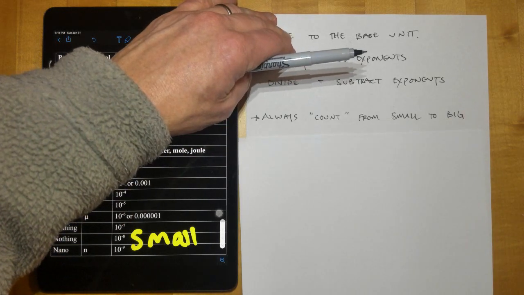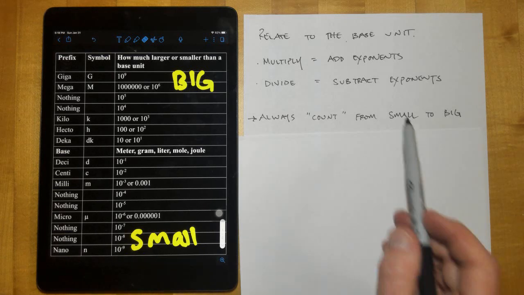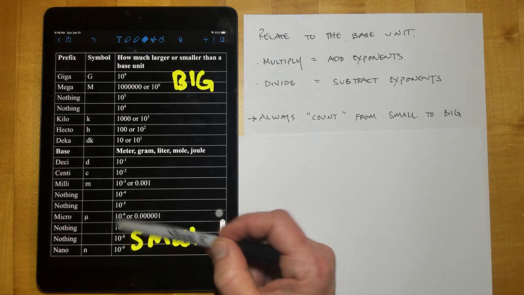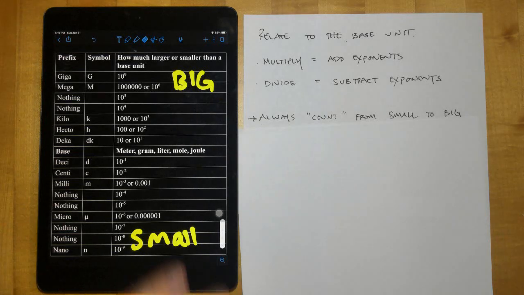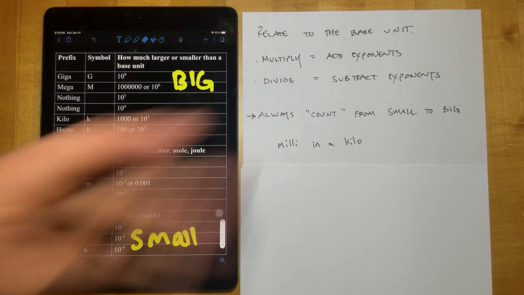And we'll see how some of that works when we do a few of the math problems here in just a second. Remember, you always count on this chart from small to big. So when you're relating two sets of units, always count from the small one to the big one. Don't go the other way. So count from here up to here all the time. So let's do some examples.